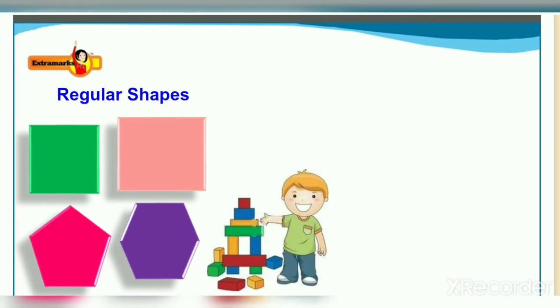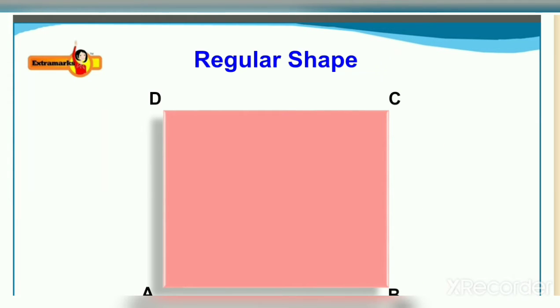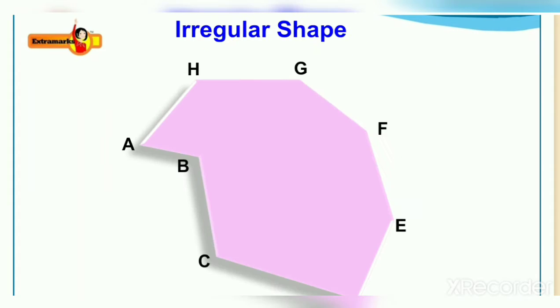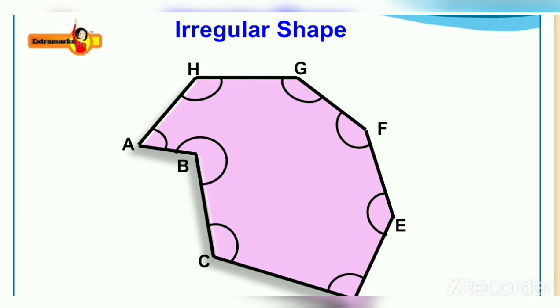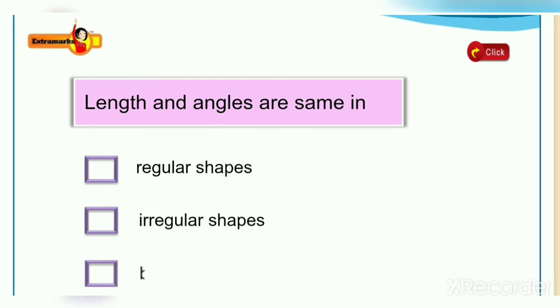You know that there are some regular shapes and some irregular shapes. Regular shapes have the same length and angles. Irregular shapes do not have the same length. Length and angles are the same in regular shapes, irregular shapes, both? Regular shapes.